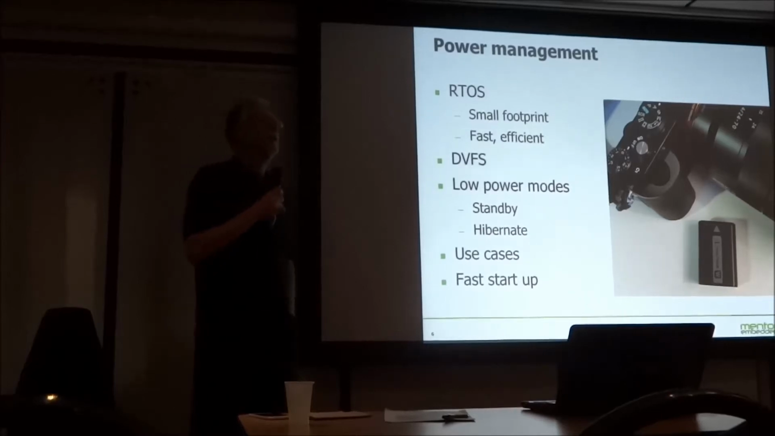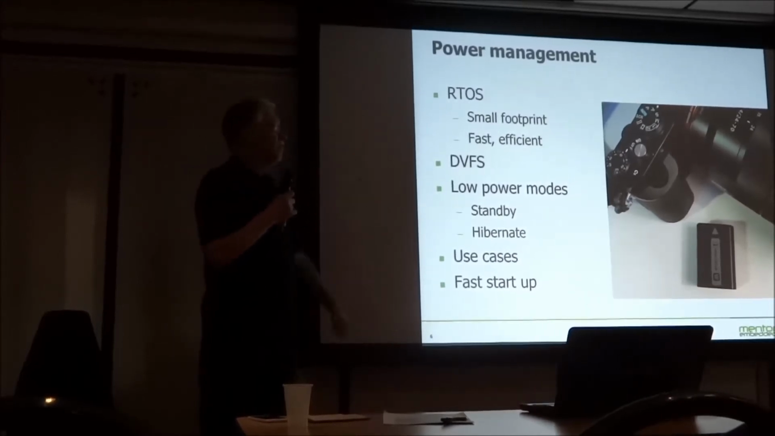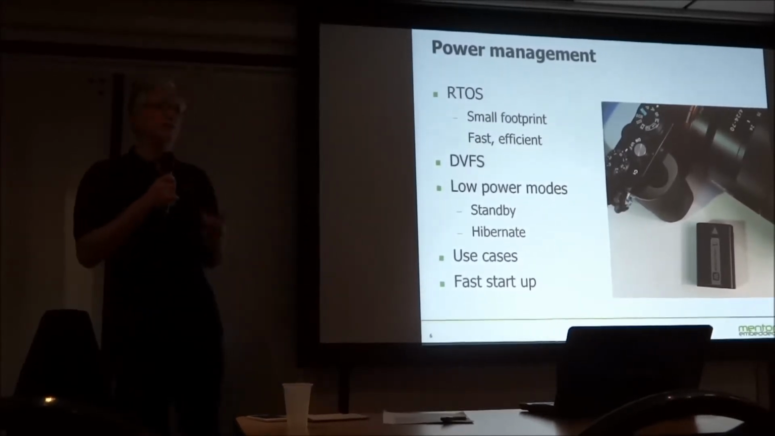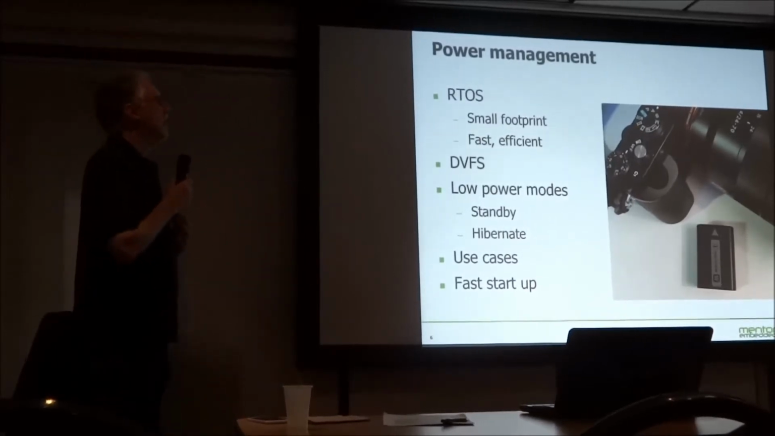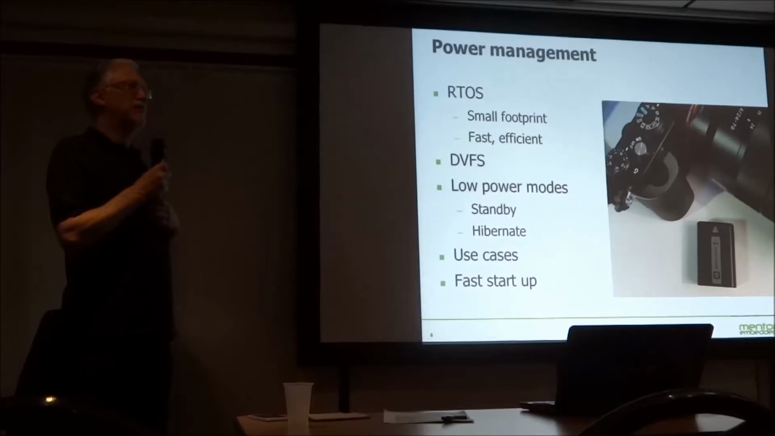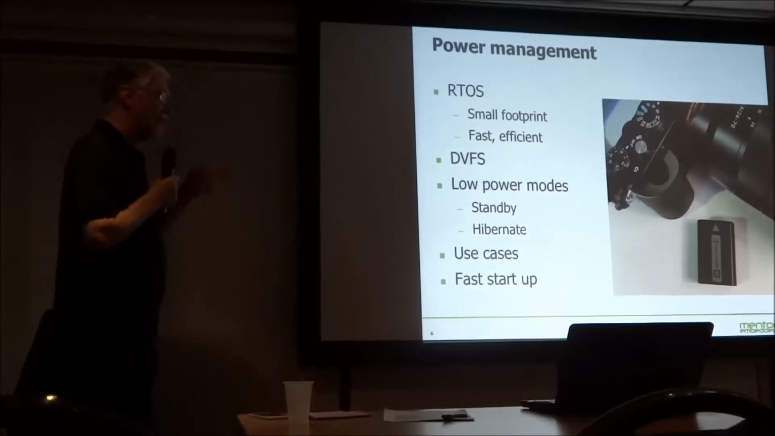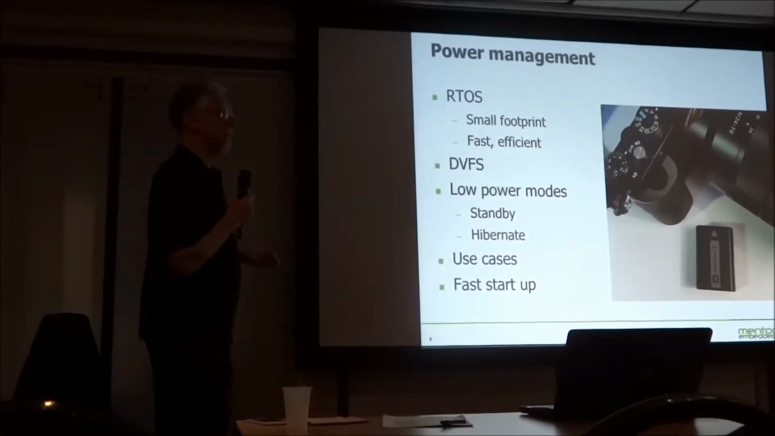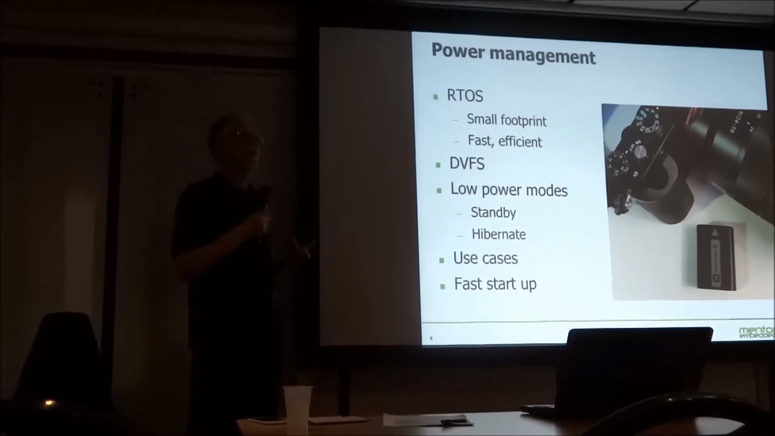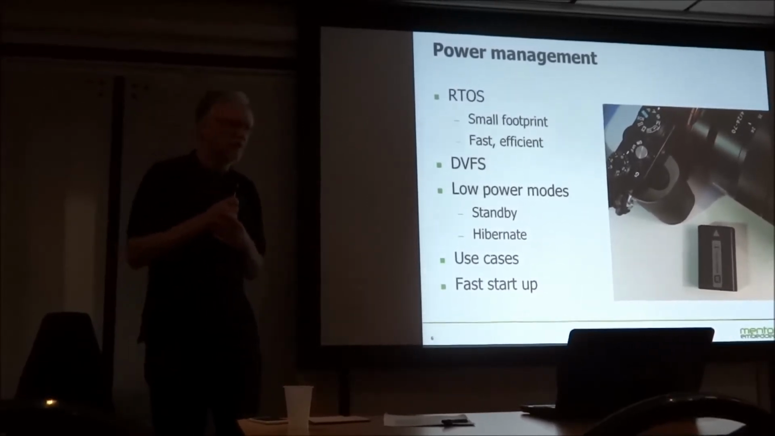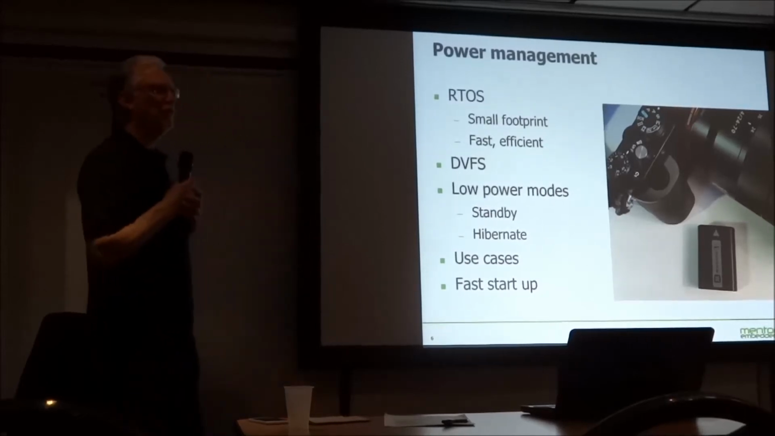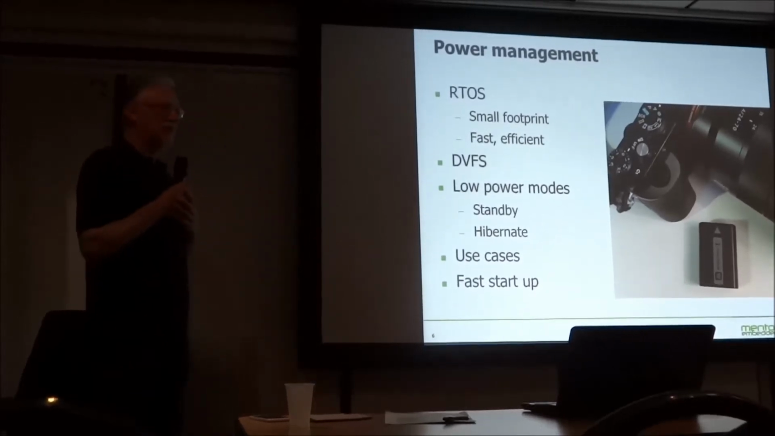Well, first of all, the choice of operating system. If we choose an operating system which is small, that means we need less memory, which means less power. If we choose one which is fast and efficient, we'll use less CPU cycles to get a job done. We might even be able to run with a lower clock speed, which will improve the power consumption. So there's lots of things we can do just by choosing the right operating system by selecting one off the shelf.